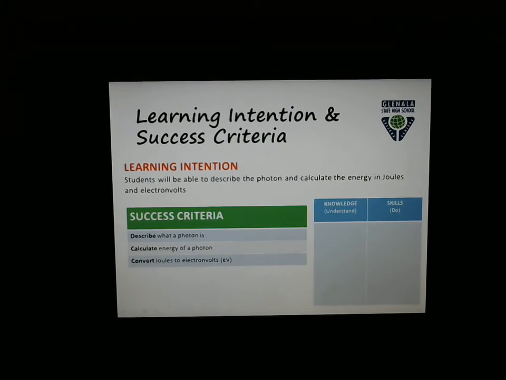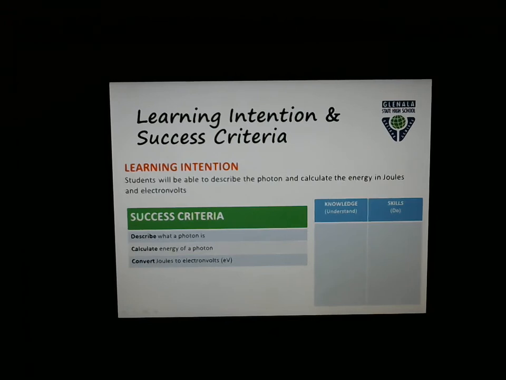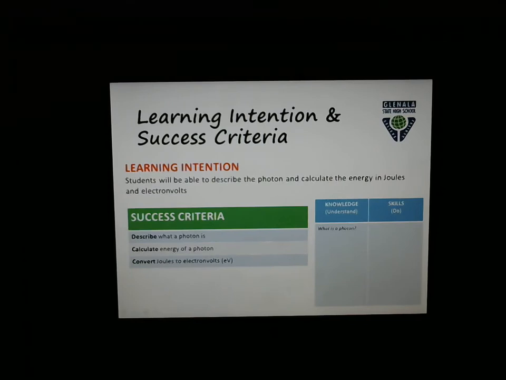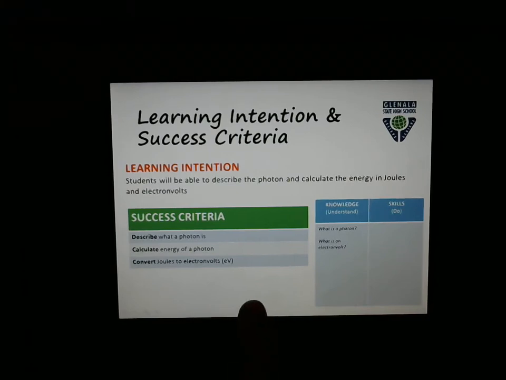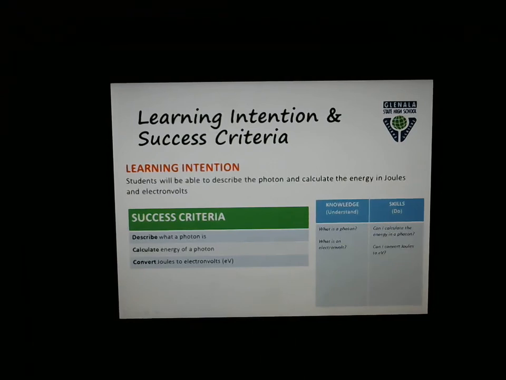Alright, so we can see here the learning intention for this video is that you can describe photons and you can calculate the energy in a photon in both joules and electron volts. So we need to be able to describe it, calculate the energy, and then convert joules over to electron volts. So we need to know, well, what is a photon? If we don't know what it is, we can't describe it. We need to know what an electron volt is, because that's something slightly new for the Year 11s listening. In terms of skills, can you calculate the energy in a photon? And finally, can you convert between the two, joules to electron volts?